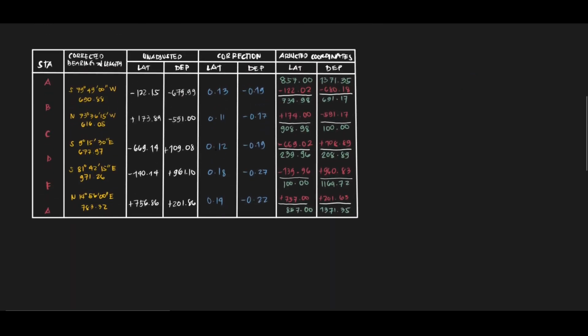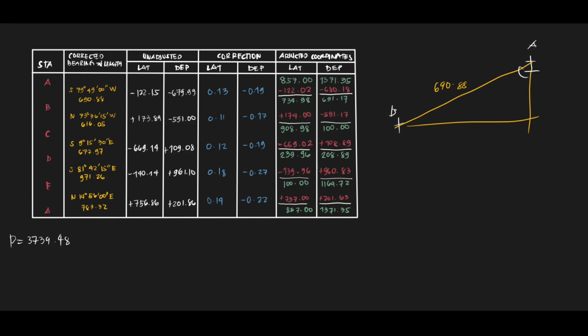Okay, so I've already tabulated the values, so let's just study how we got these values. So let's say we have a perimeter of 3739.48. Okay, so we have here the unadjusted latitude and departure. So let's just recall quickly how to get the latitude and departure. Let's say we have here corner A and we have corner B here. We have a line right here, line AB, and then we have the length of 690.88. And then we also have an angle of 79 degrees, 49 minutes, 00 seconds. So this is a southwest, right?